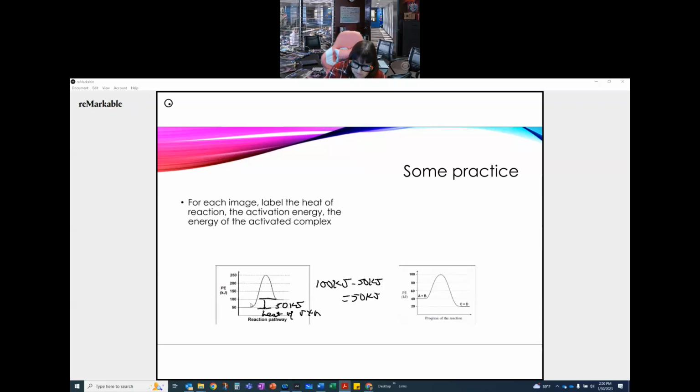Now the activation energy is the difference between this starting point and this point right here. So that activation energy is EA. Okay, so that's my activation energy: how much energy it takes to get from where I start to the height of that peak.